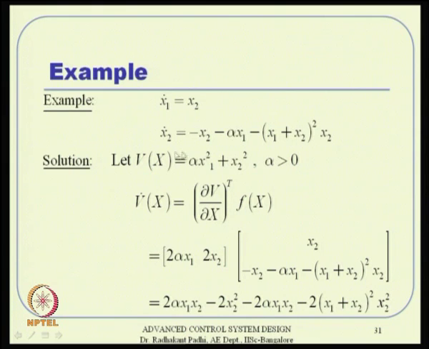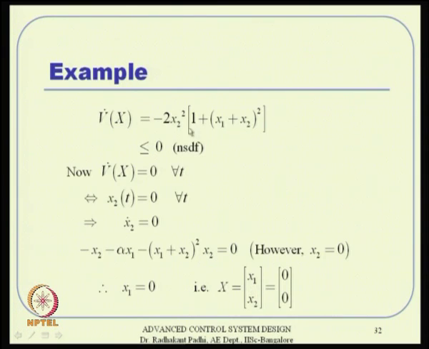So, del V by del x, if we evaluate, this is 2 alpha times x 1 from here and 2 x 2 from here, and then f of x is like this, x 2 and then all that. So, we put it there. Then evaluate this expression actually, okay. Then V dot of x, I can rearrange it to be in this form, and it certainly happens to be negative semi definite actually, okay.